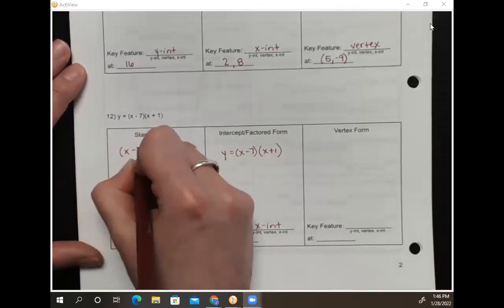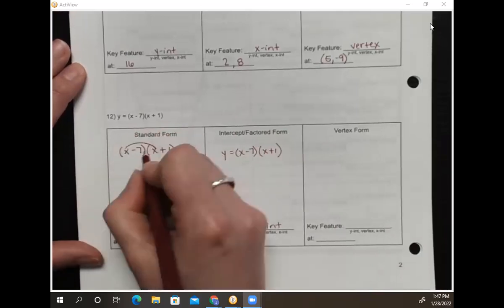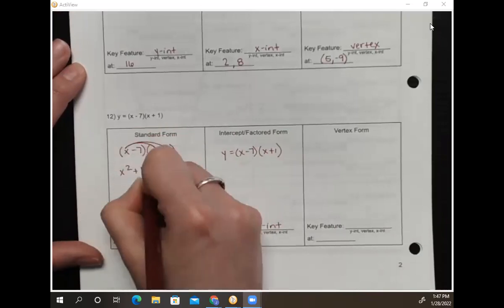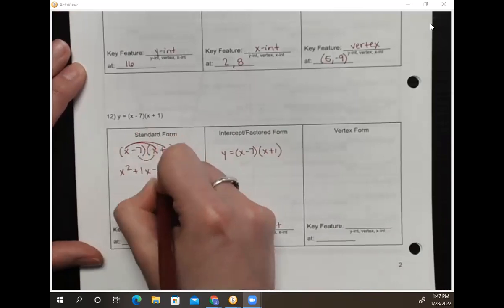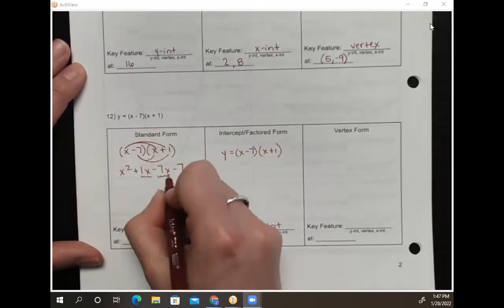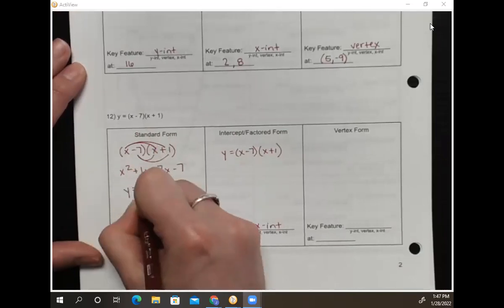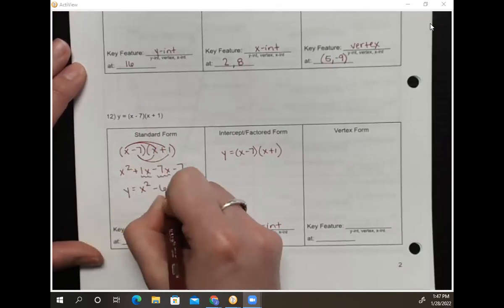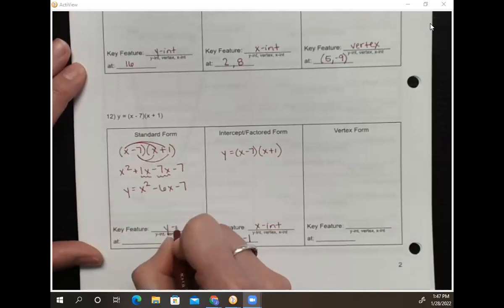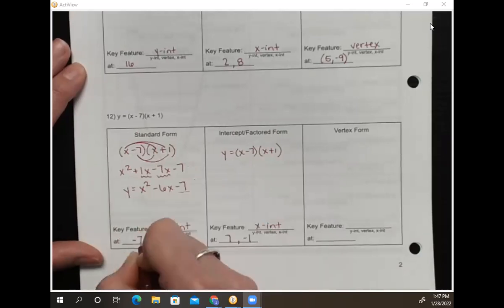To get standard form, I'm going to take my factored form and distribute. So x times x gives me x squared plus 1x minus 7x minus 7. And then we need to combine our like terms, these x terms here in the middle. So my standard form would be y equals x squared minus 6x minus 7. Remember, standard form gives me the y-intercept, and the y-intercept is our c value at the end. So our y-intercept here is -7.